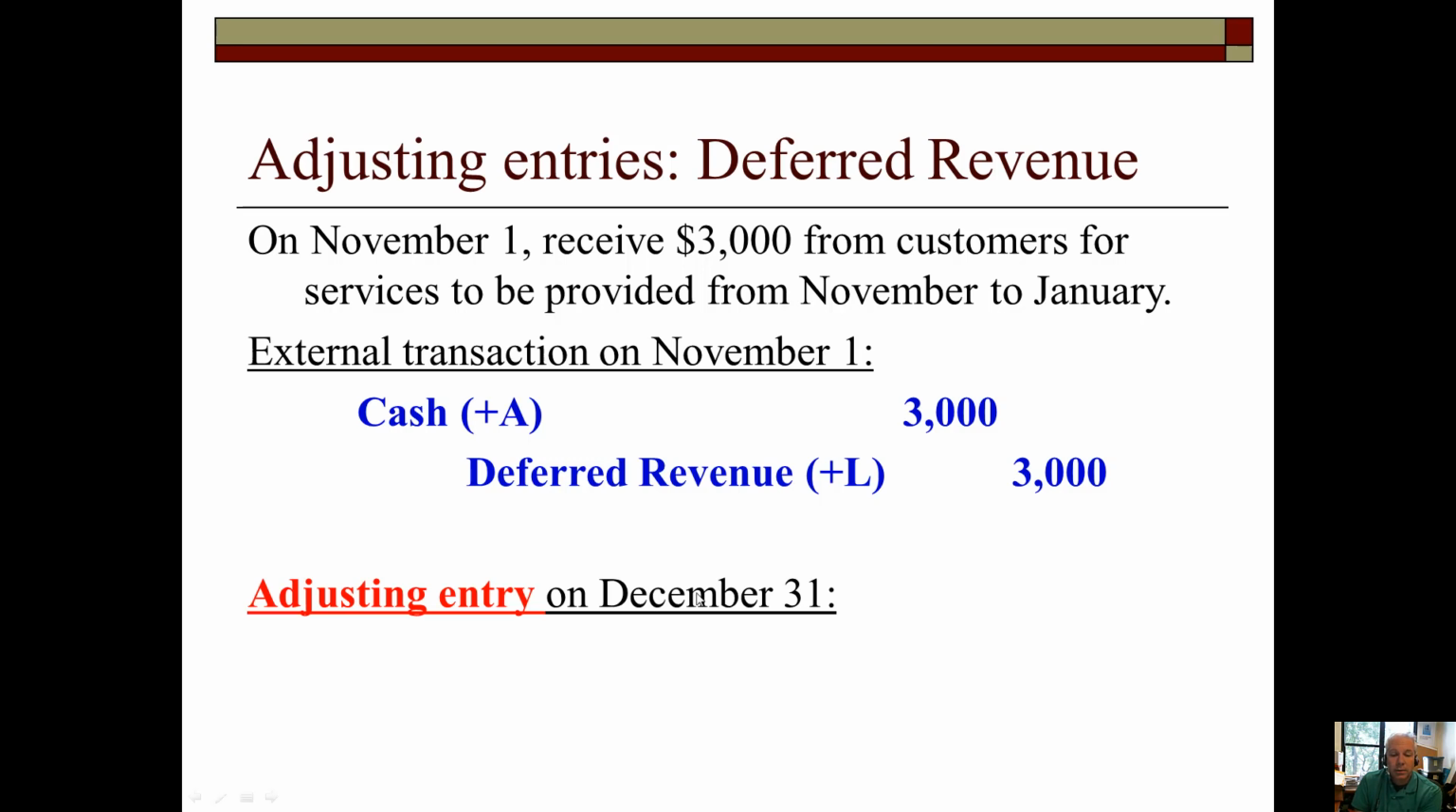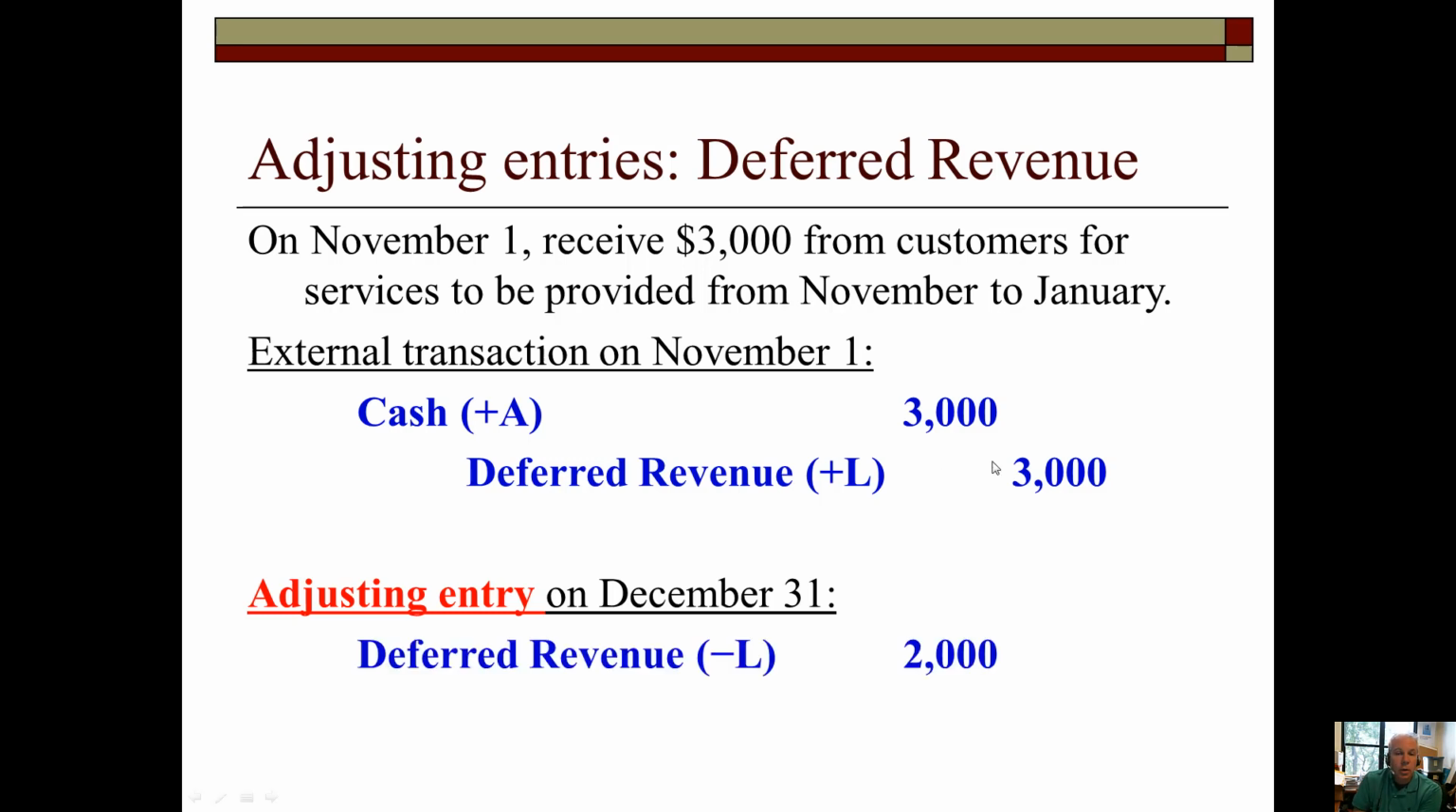Now, the adjusting entry on December 31st, we need to figure out how much of that revenue has been earned. Think about it. How much has been earned as of December 31st? All of November's. Use your fingers, it's okay. All of December's. So 2 months have been earned. So that means 2/3 of $3,000 is $2,000.